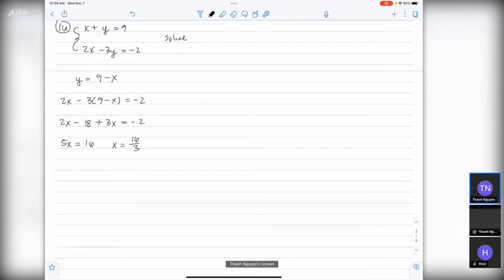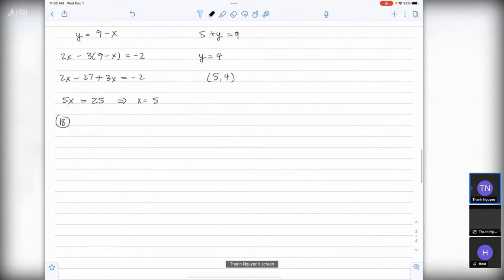True. Did I write this problem down wrong? y is equal to 9 minus x. Oh, that's 27. What am I doing? I can't multiply today. This is 27. That's why. Okay, we have 5x is equal to 25. Yeah, that makes a lot more sense. x is equal to 5. All right, so then 5 plus y equals 9, so then y is equal to 4. All right, so our solution set is (5, 4).